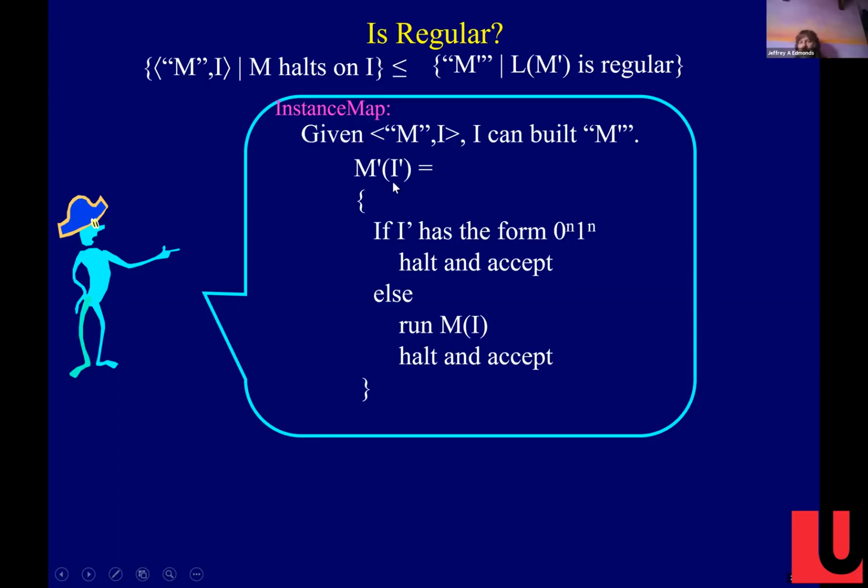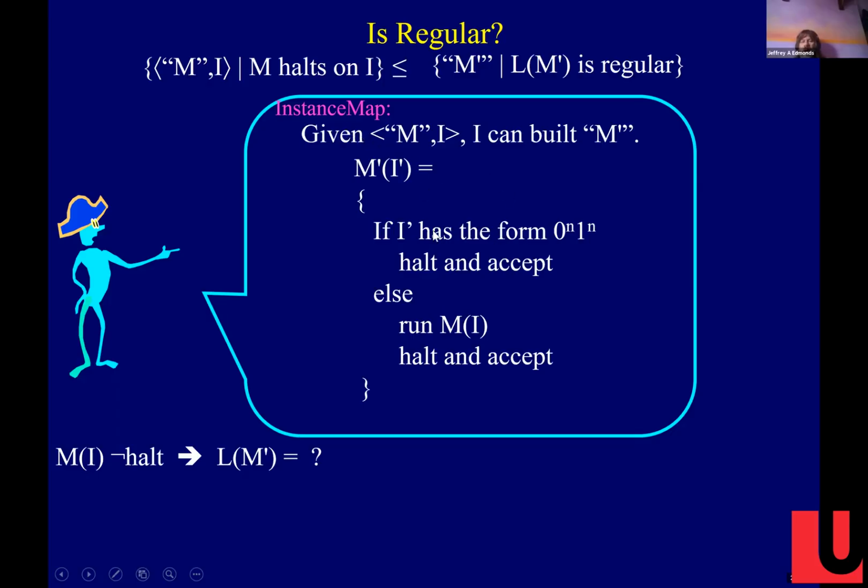All right? That's just code. I'm giving you code for M prime. You gave me code for M, I give you code for M prime. So now let's think about what happens. There are two cases. Suppose M on I halts. What does my Turing machine do?